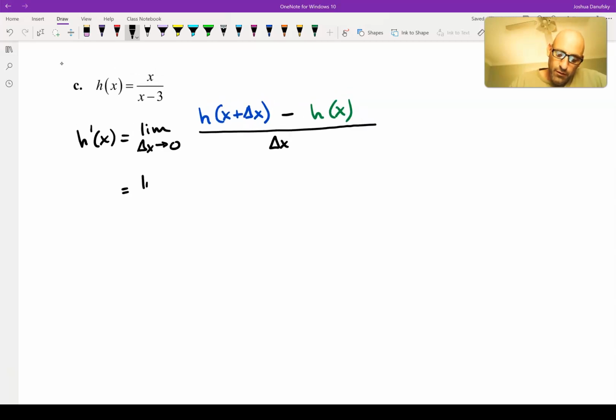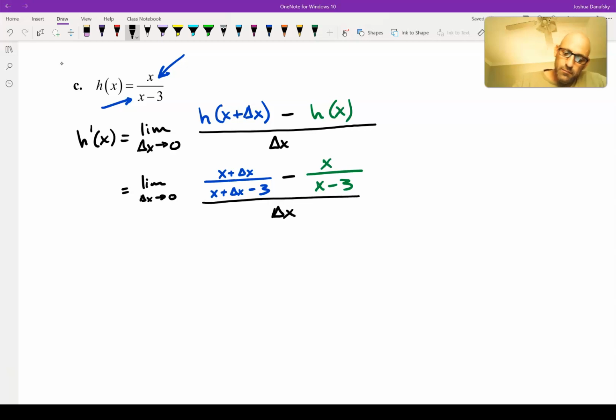So what do we have? We've got the limit as delta x goes to 0. We're going to put, in blue, x plus delta x here and x plus delta x there. So we're going to get x plus delta x over x plus delta x minus 3 minus, in green, we're just copying the function, x over x minus 3, all over delta x. Okay, so hopefully that's making some sense of what's happening here. Again, these are all the delta x's; originally we were doing them with lowercase h's. All right, so continuing on.